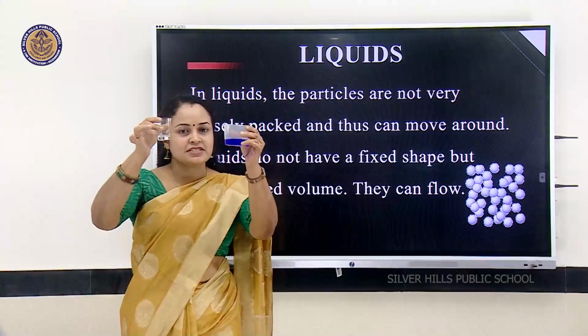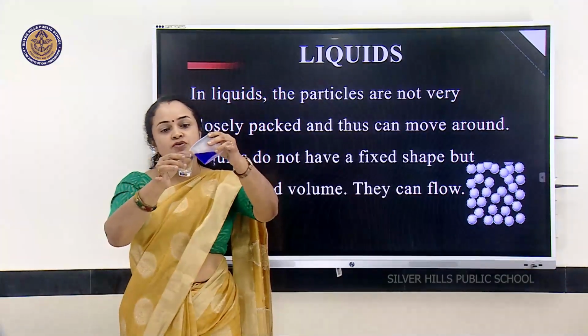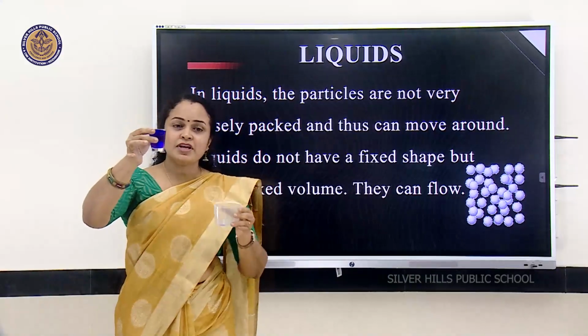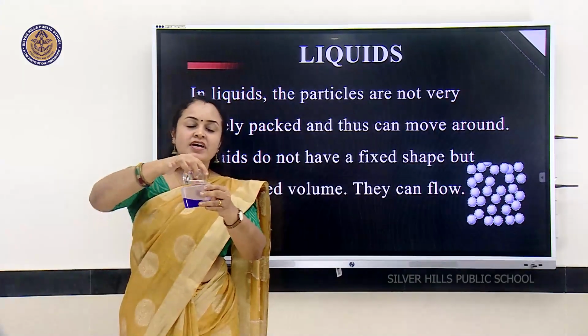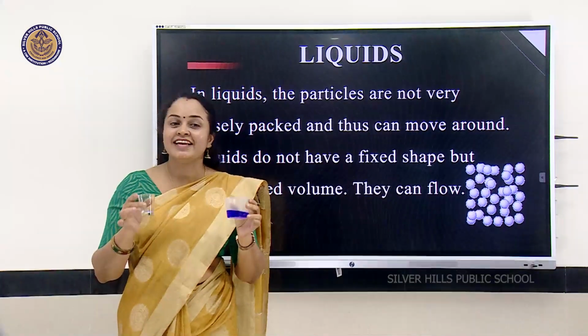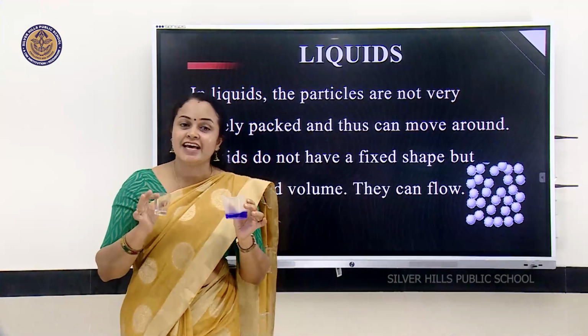It is clear from this experiment. When I am pouring this into this glass, it is taking the shape of the glass. And the same liquid, when I am pouring into this bowl, it is taking the shape of the bowl. So what did you understand from this? Liquids do not have a definite shape.